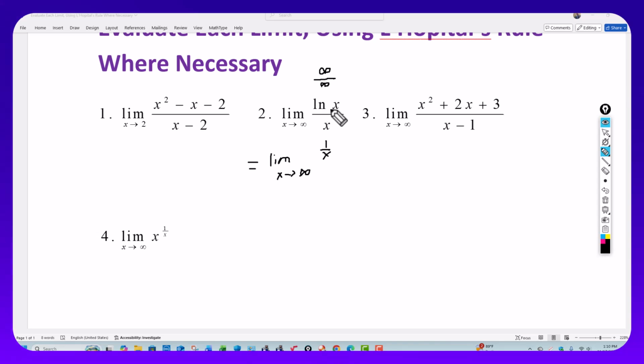That's the derivative of the numerator. The derivative of the denominator is 1. So 1 over x divided by 1 is still going to be 1 over x. Now let's look at what happens here. The numerator is constant at 1. x is getting large, this goes to infinity. So it's 1 divided by a large number that's growing. So we can say as x goes to infinity, 1 over x is going to go to 0. And that's your answer for this one.